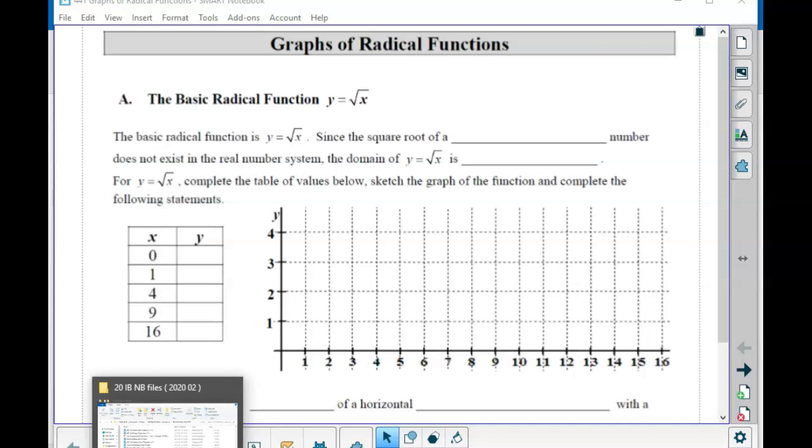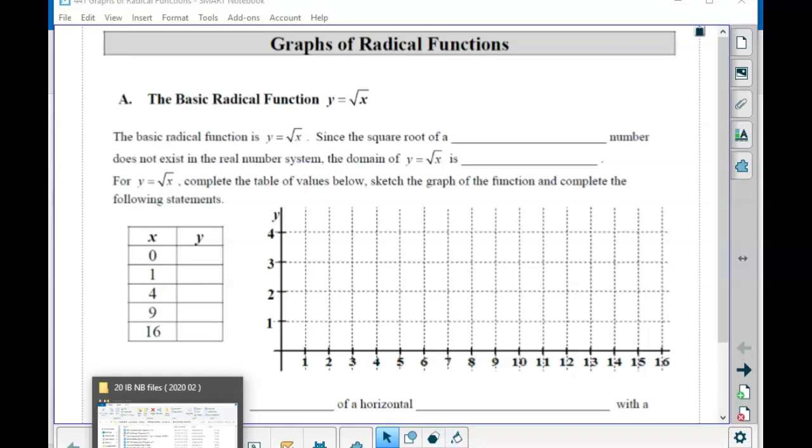Okay, so basic radical function, y equals root x. Just like y equals x is your basic linear function that we did in Math 10, y equals x squared is your base quadratic function that we did earlier this semester. Y equals root x is your base radical function. And you'll do more with this in Math 30 as well.